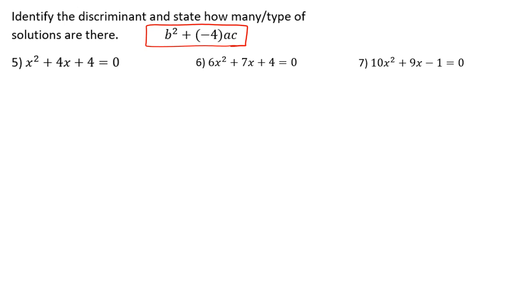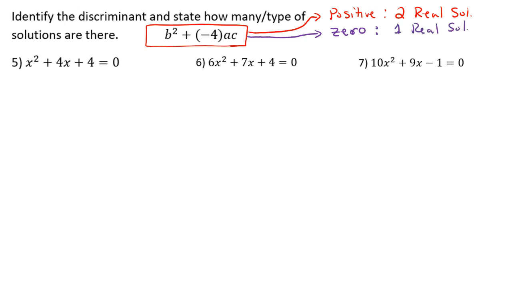So keep in mind that if our answer to this formula is positive, so a number greater than 0, we're going to have two real solutions. If the answer we get from this formula is the number 0, we're going to have one real solution. And if the answer we get from this is a negative number, then we're going to have two imaginary solutions.